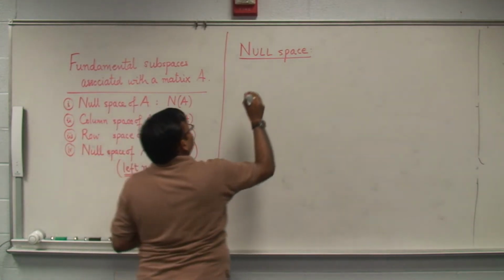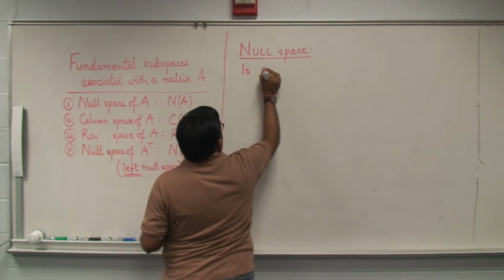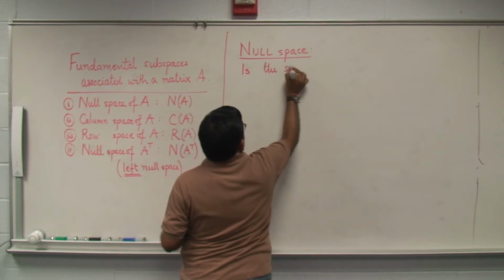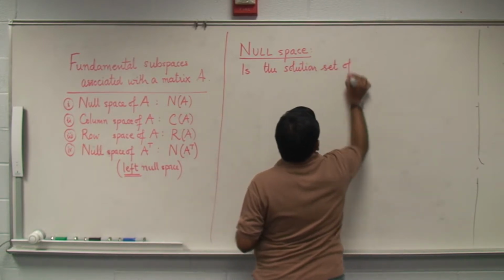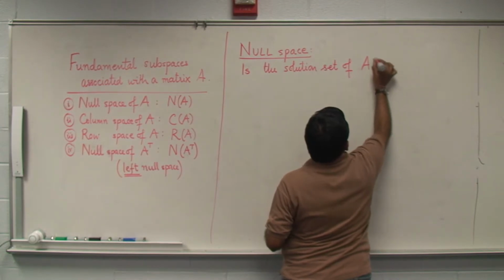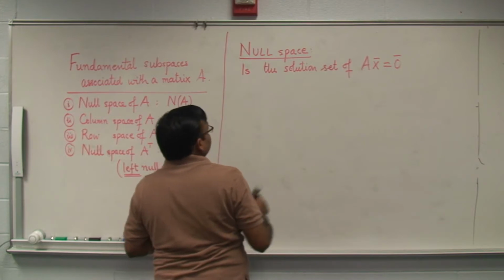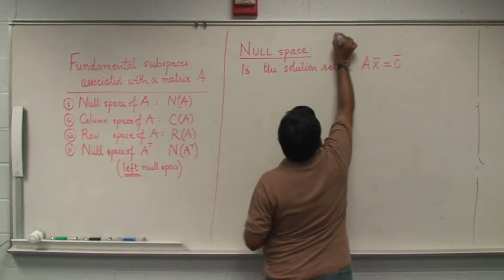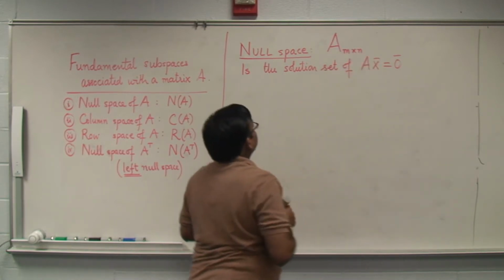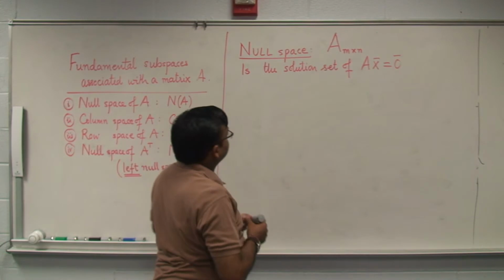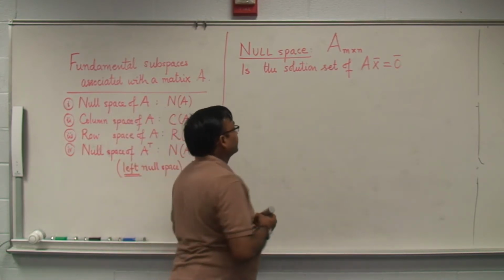Null space is nothing but the solution set of the homogeneous system Ax equal to 0. So if you are given a matrix A which is of size m by n, then the null space of that matrix would be all the solutions for that homogeneous equation.